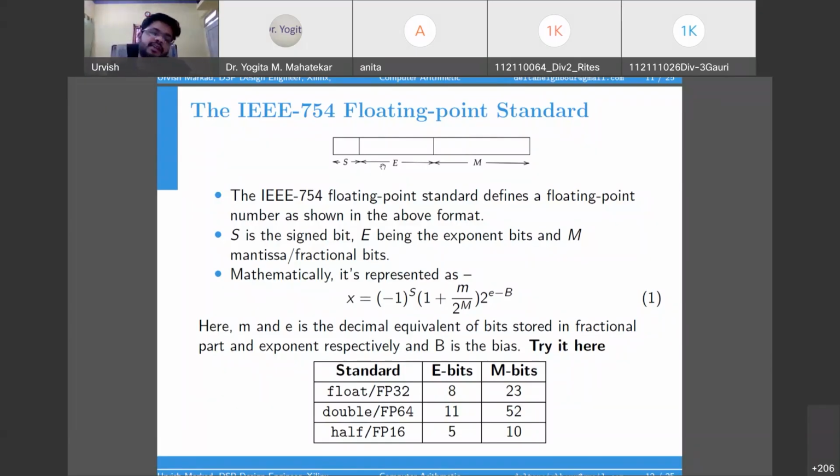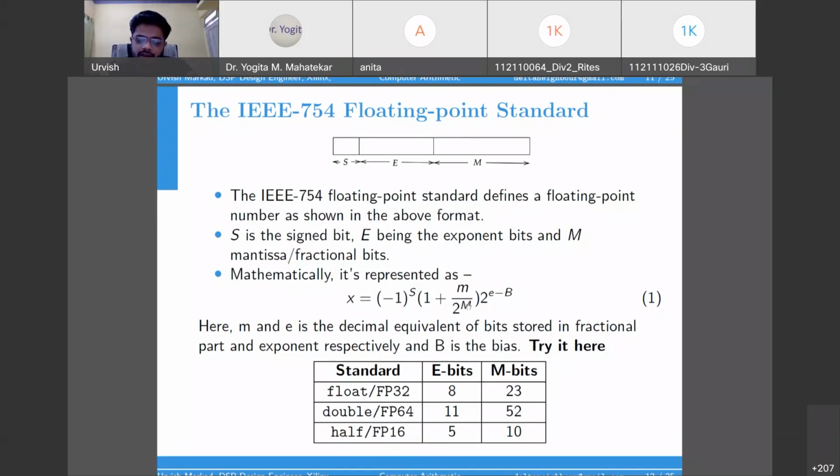Okay, so mathematically it is represented in this format, which is x equal to minus 1 raised to s. When s is 0, the sign is positive. When s is 1, it means that it's a negative number. And then 1 plus small m divided by 2 raised to capital M. What is the small m? Small m is nothing but the mantissa, or whatever number gets stored here is the decimal equivalent of that, divided by 2 raised to M.